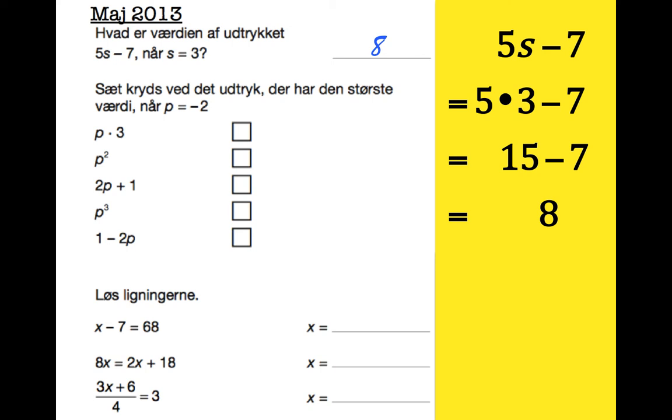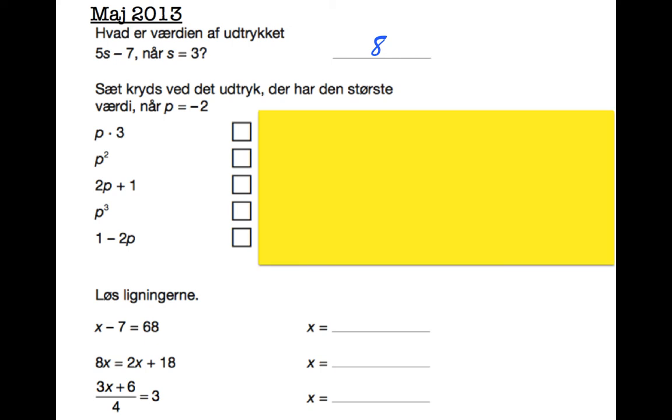And then the next question says, put a cross against the expression that has the largest value when p is minus 2. So the first one, if p is minus 2, then p times 3 is minus 2 times 3, which is minus 6. The second one, you get minus 2 squared. Minus times minus makes plus, so minus 2 times minus 2 is 4. The next one, 2p plus 1, so that's 2 times minus 2 plus 1, which is the same as minus 4 plus 1, which is minus 3.